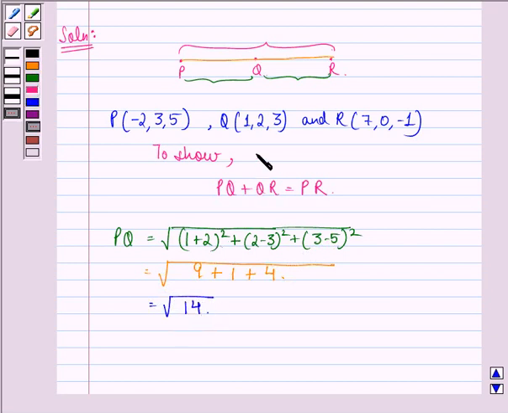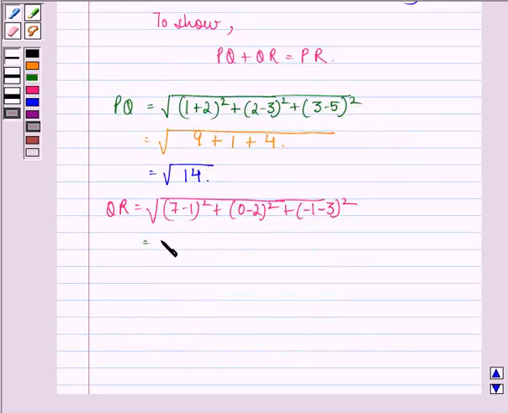Now we find out the distance between Q and R. So distance between Q and R is equal to the square root of 7 minus 1 the whole square plus 0 minus 2 the whole square plus minus 1 minus 3 the whole square. And this is equal to square root of 7 minus 1 is 6 and square of 6 is 36. Plus 0 minus 2 is minus 2 and square of minus 2 is 4. Plus minus 1 minus 3 is minus 4 and square of minus 4 is 16. So this is equal to square root of 56 and this can be further written as 2 root 14.